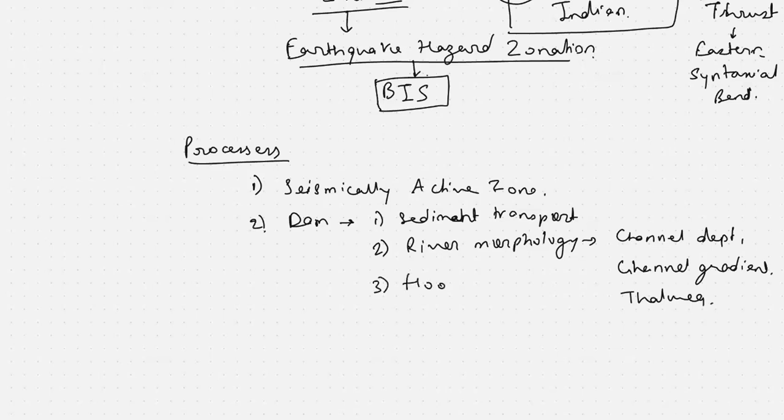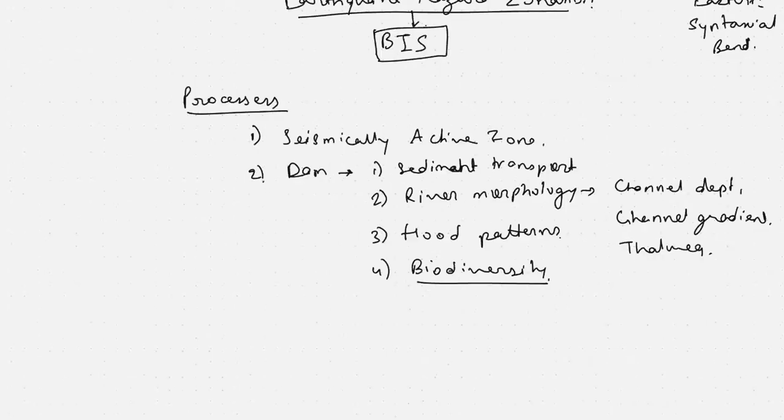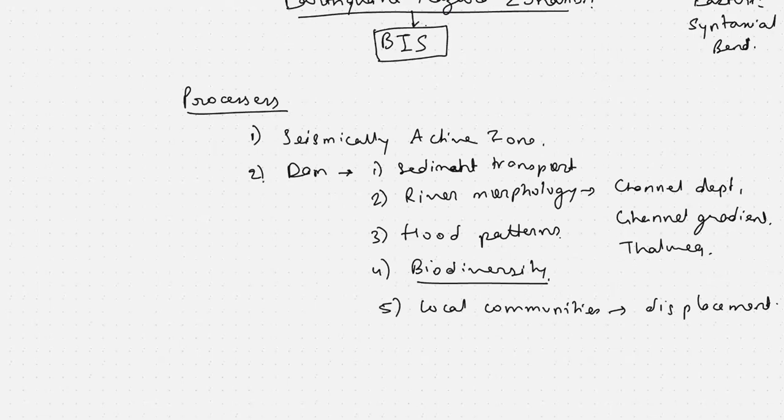Plus, we will be seeing that the various biodiversity here will also be affected. So overall, it will also hamper the local communities. It may also result in their displacement. In this Subanshri river region, we will be seeing the tribes which are living in Arunachal Pradesh. Can you name some of the tribes here? Can you remember some of the tribes?